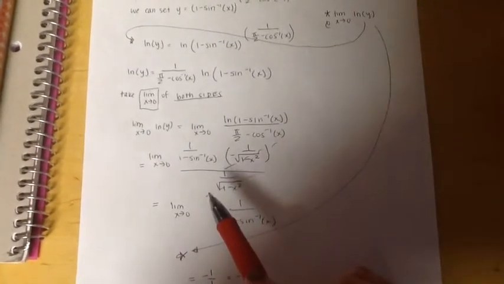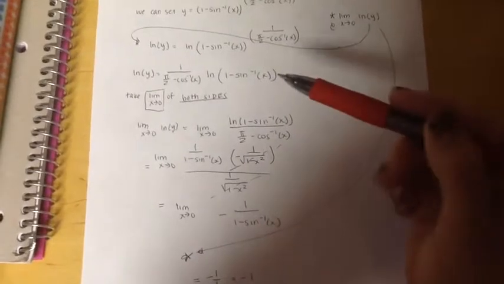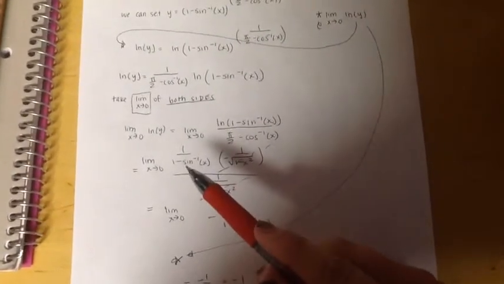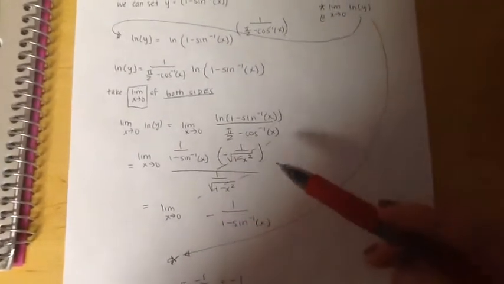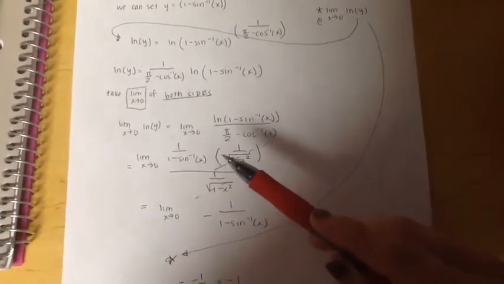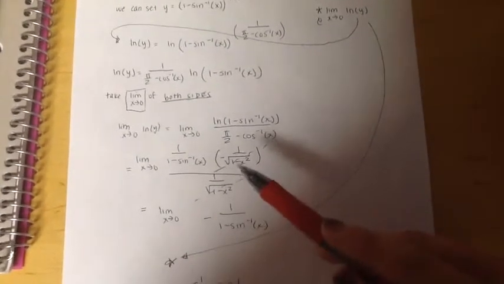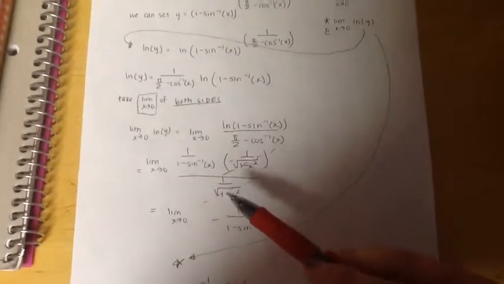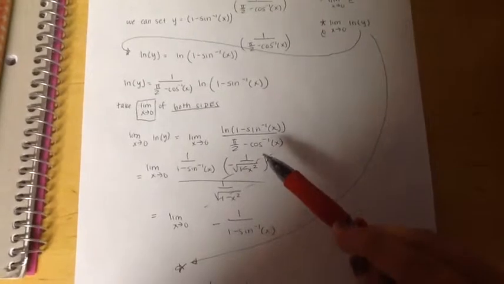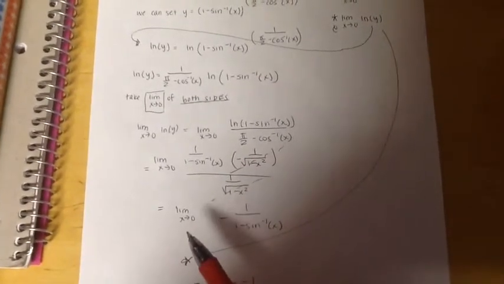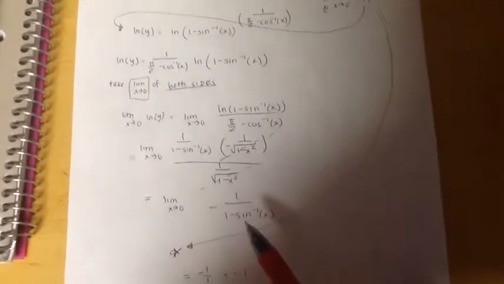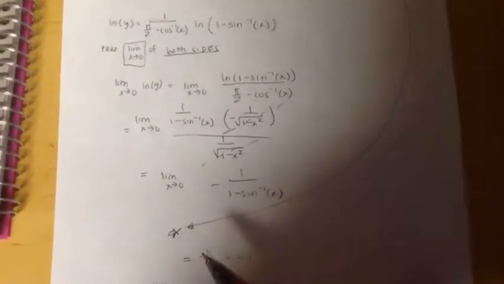Using L'Hopital's rule, we take the derivative of both the top and the bottom separately, and we get 1 over (1 minus the inverse of sine of x), times negative 1 over the square root of (1 minus x squared), divided all by 1 divided by the square root of (1 minus x squared). Now these two things can cancel out, and we're left with the limit as x approaches 0 of negative 1 divided by (1 minus the inverse of sine of x).